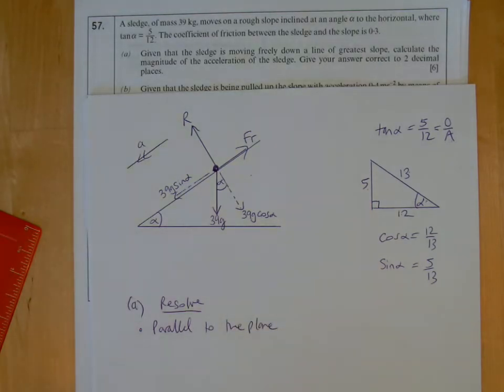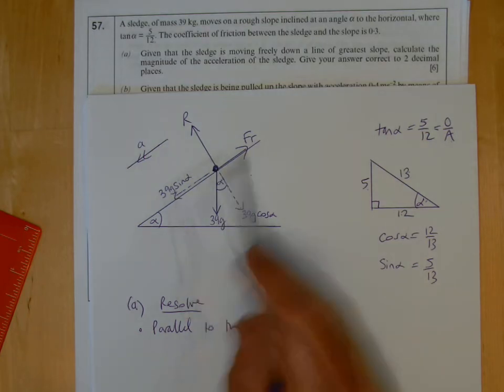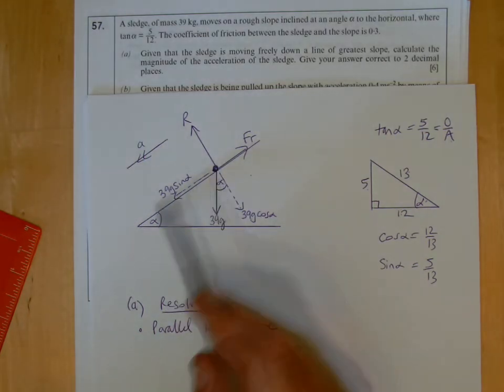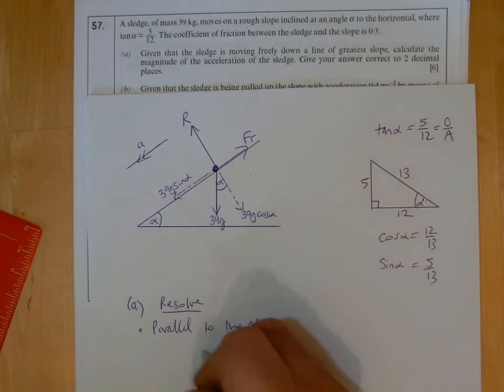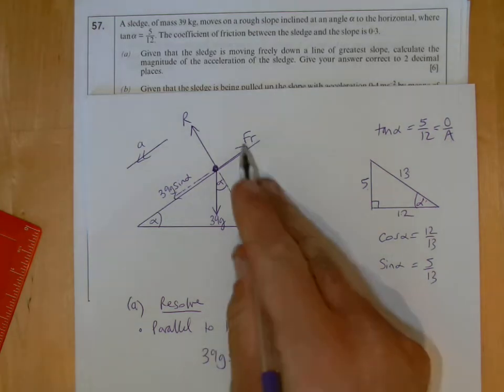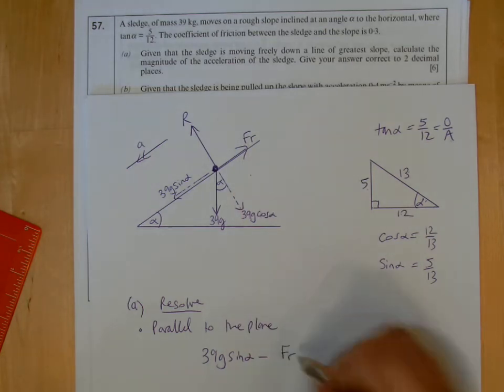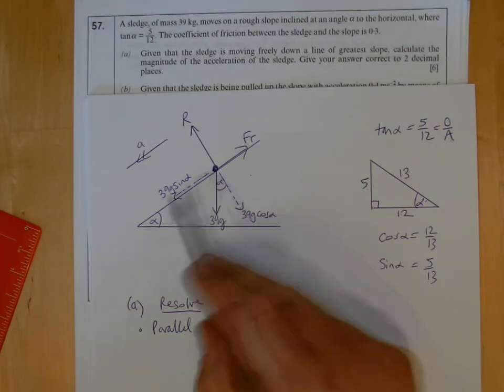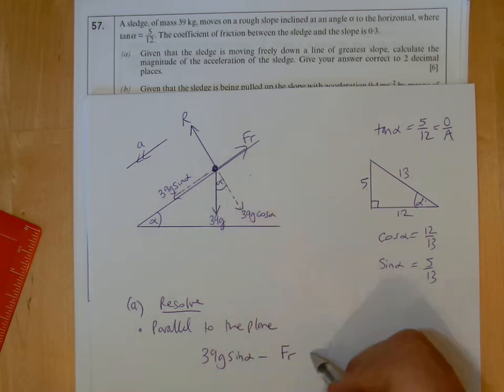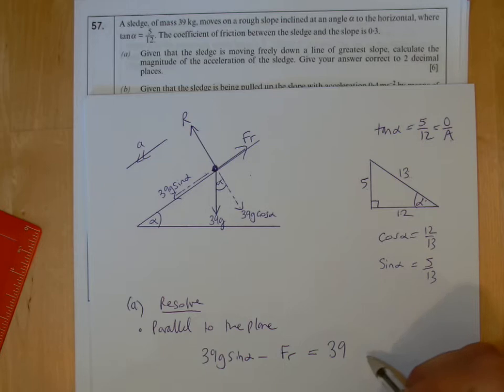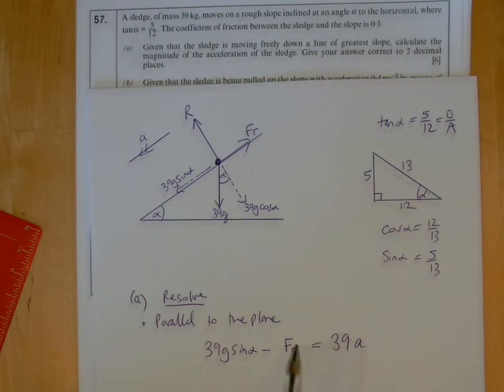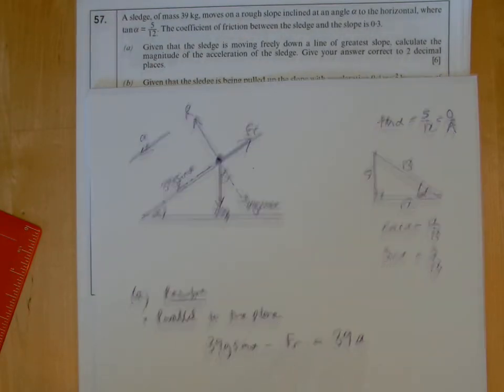And of course we're using Newton's second law. So parallel to the plane, there's motion in the plane, so we're going down, so this will be the main force, 39g sine alpha. Then we need to take away the resistance, which is the friction. You've got that pulling it down, you've got the friction opposing it. That will equal the mass times acceleration. Now the mass is 39 kilograms times the acceleration, which we want to work out. But we also need to figure out what friction is first.